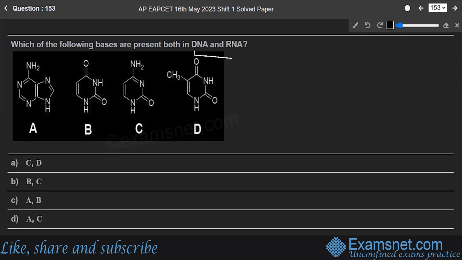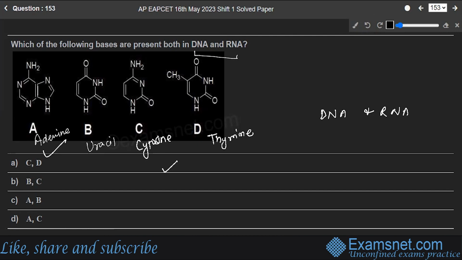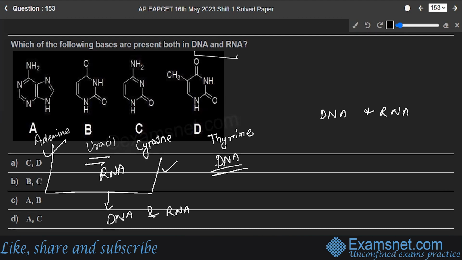Which of the following bases are present both in DNA and RNA? Okay, let's check out. The first one is adenine. The second one is uracil. Then cytosine and thymine. Adenine and cytosine are common nitrogenous bases that are present in DNA and RNA, whereas uracil, that is B, is present only in RNA, and thymine is present only in DNA. And adenine and cytosine are present both in DNA and RNA. That makes option D the right answer.